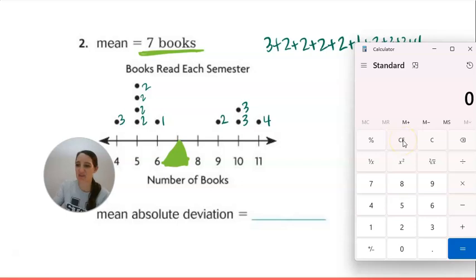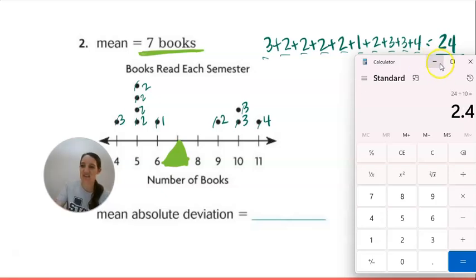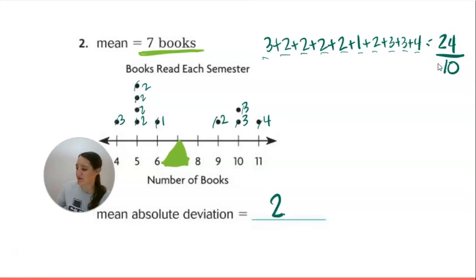All right, let's compare what you have to what I have. 3 plus 2 plus 2 plus 2 plus 2 plus 1 plus 2 plus 3 plus 3 plus 4. Okay. Yeah, 24 divided by 10. Let me make sure that's the correct number. 1, 2, 3, 4, 5, 6, 7, 8, 9, 10. Yep, that sounds good. 24 divided by 10 is 2.4. Did you get the same thing I did, or is this where I made mistakes?